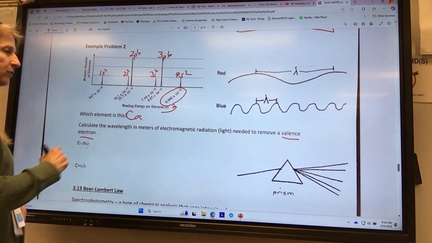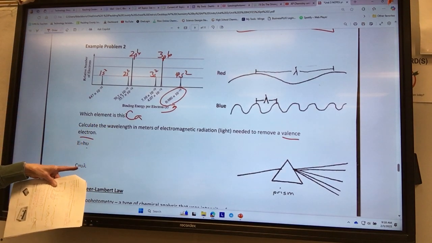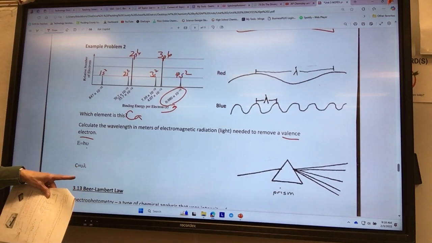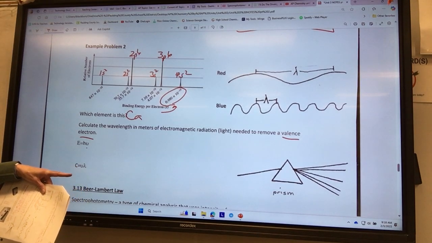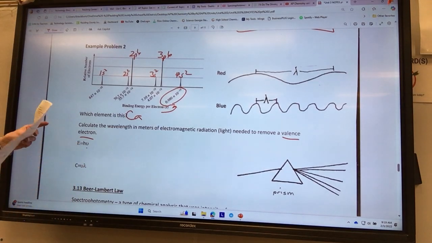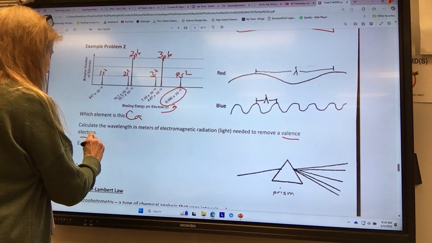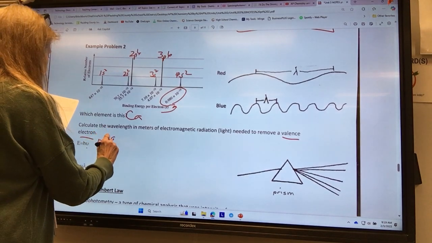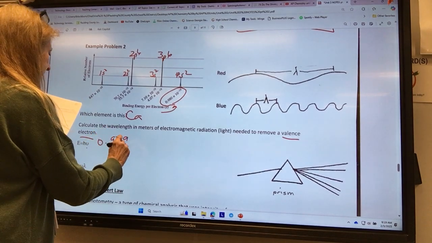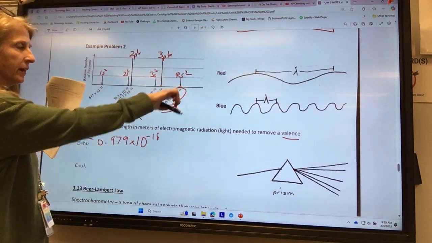Now, did they ask for frequency? No, but we're going to have to get frequency before we can get wavelength. Do you see that? AP loves this. They love two-part questions where you have to solve one thing to get what you need for the other thing. So our energy, we're going to put this in: 0.979 times 10 to the negative 18th. That's from right there.